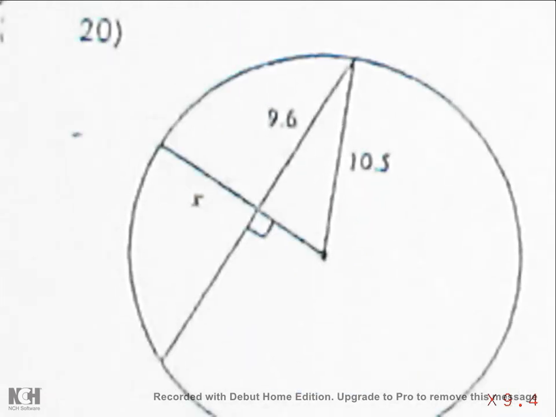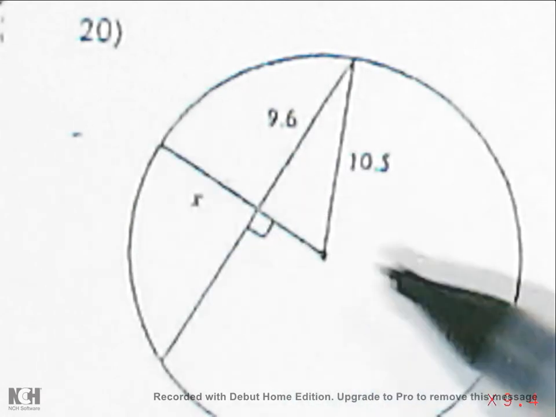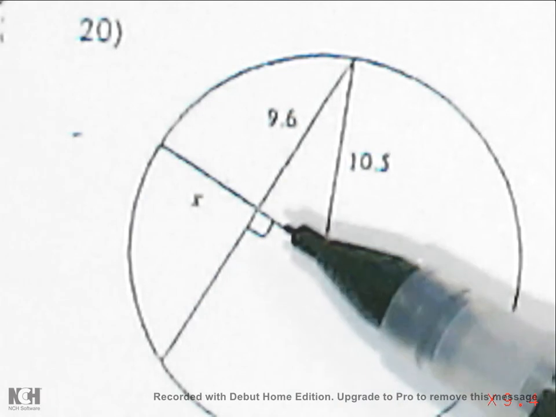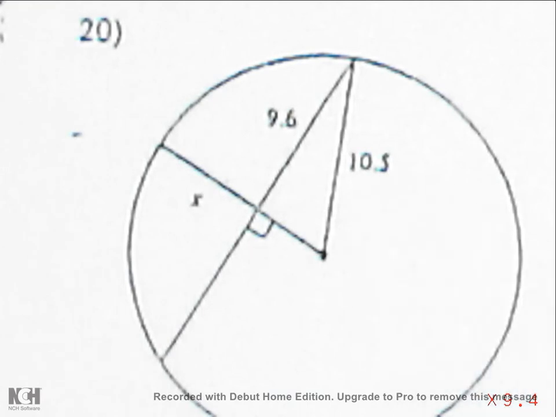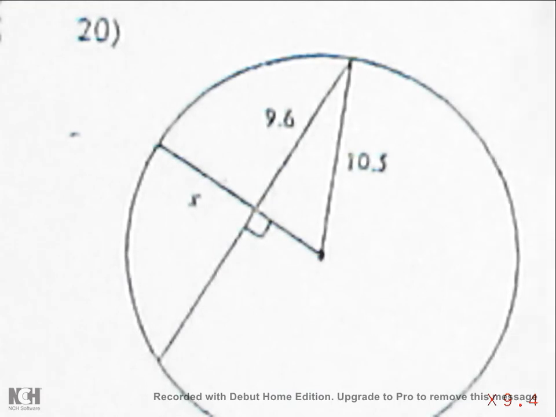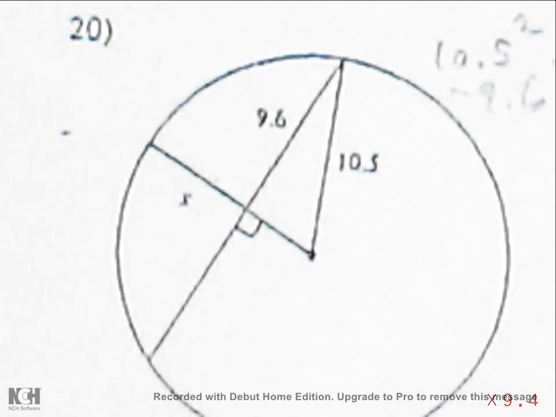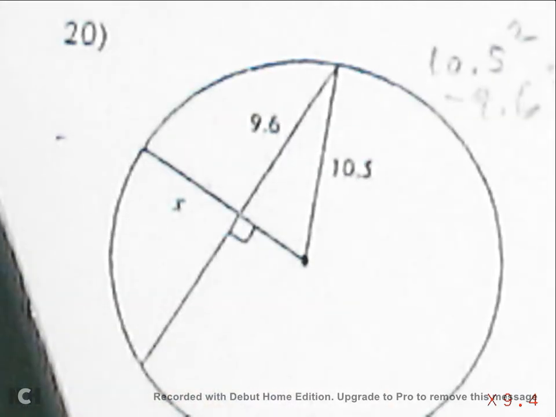Okay, so this one gives me the radius is 10.5. It gives me this length, and I know this is also the radius, right? But I need to know this side length, okay? And if I know that side length, I can take that away from 10.5, and I should be able to figure out what's left to get the x, right? So again, it's similar to what we did before, where 10.5 is the longest side, so 10.5 squared, and you're going to have to subtract the 9.6 squared from it to get your missing side piece there, right?